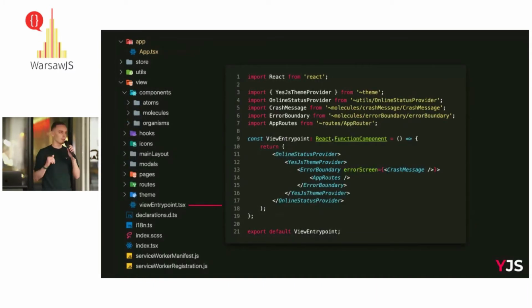The view has an entry point that describes what the view consists of. And the view consists of routes wrapped by an error boundary component and global context providers, like i18n or network status. And only then, the router imports pages and pages import components. And here we go again, the components folder.